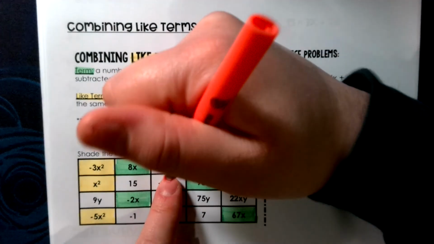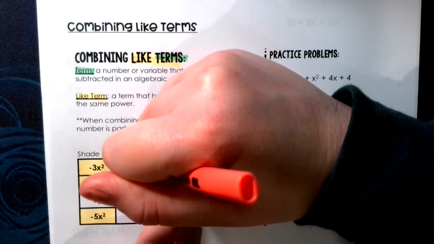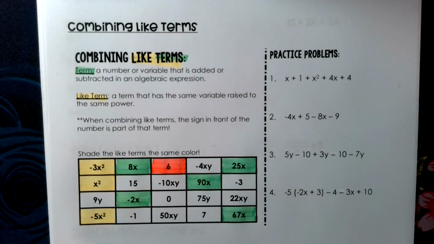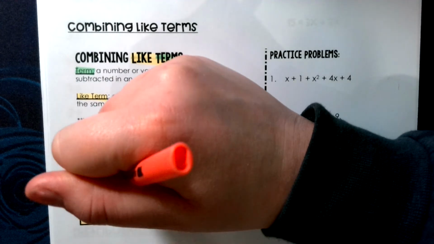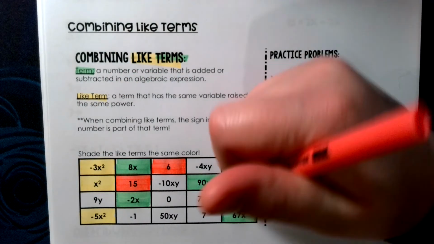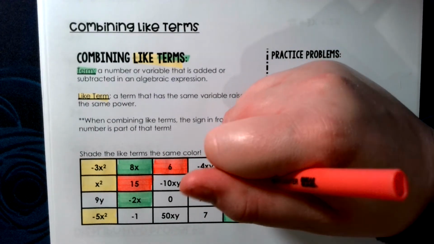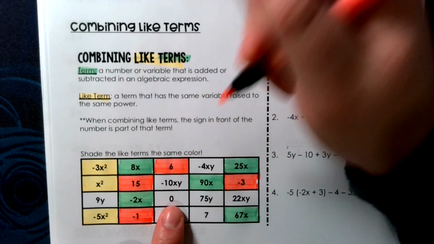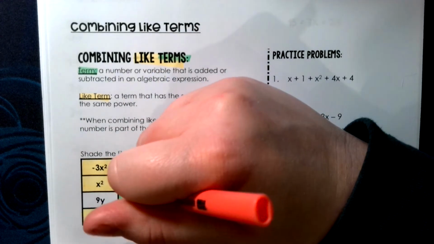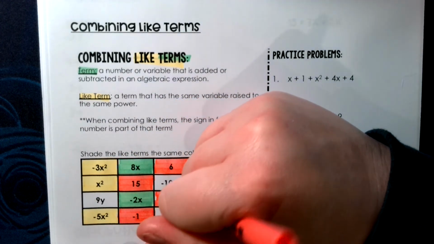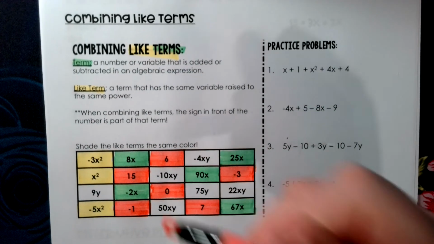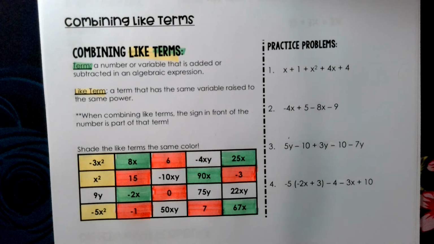Next, we have the number 6. 6 can be combined with anything that does not have a variable. So I can't combine it here. 6 doesn't have an x or a y. What can I combine 6 with? 15, negative 3, negative 1, 0, and 7. All of those things, there's no variables with them. They're just numbers, just plain old numbers. They are all like terms. I can combine all those things with each other.